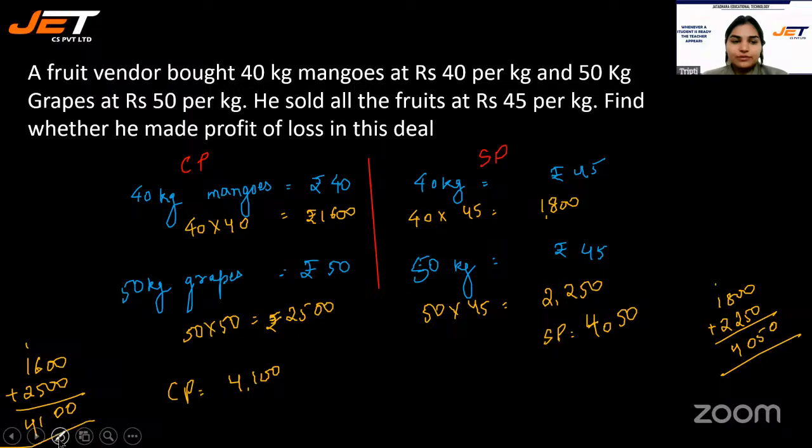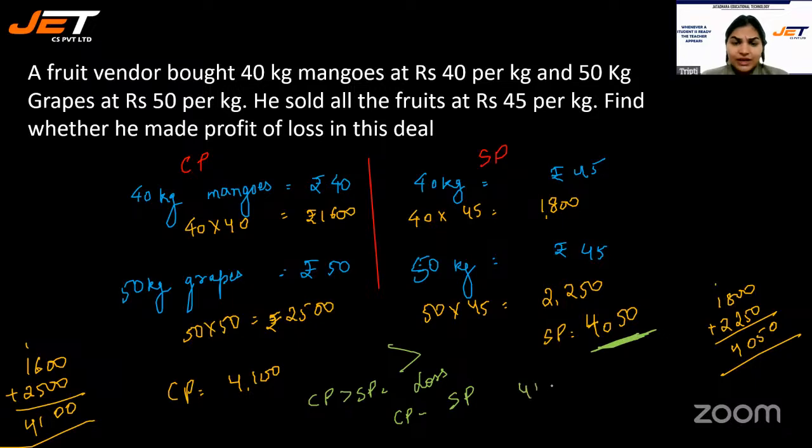What can you observe here? Here we can observe that selling price is less than the cost price, means the cost price is more than the selling price. So when cost price is more than the selling price, that means there is a loss. How much is the loss? Cost price minus selling price, 4,100 minus 4,050. It's not too much, but it is 50 rupees. Loss is loss, be it for 1 rupee or 50 rupees or 50,000 rupees.